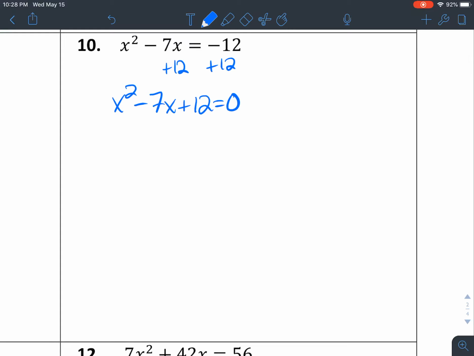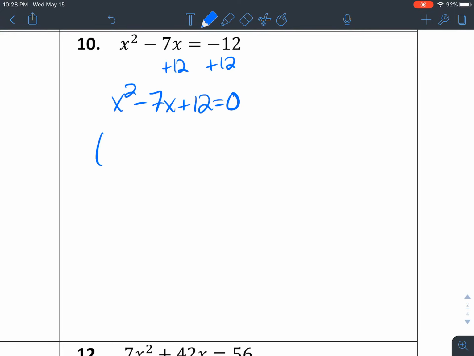If you're sitting here struggling to try and figure out how to factor it, if it's not just obvious to you, then just go ahead and use quadratic formula. Plug all your numbers in. You should still get to the same answer as long as you are doing the math correctly from the formula. In this one, this is simple enough to factor.